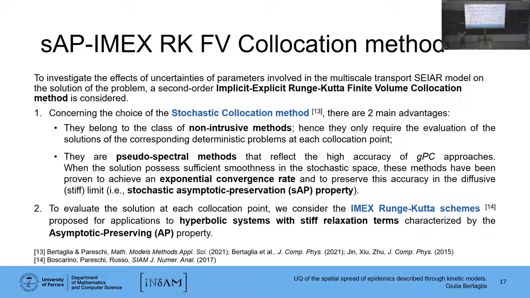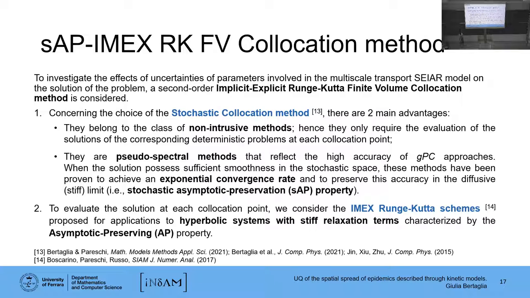So we are in a stochastic framework. We are in a multi-scale framework. So we had to consider an appropriate numerical method to solve this problem. And we considered a second order implicit explicit Runge Kutta finite volume collocation method, which guarantees a stochastic asymptotic preservation property.